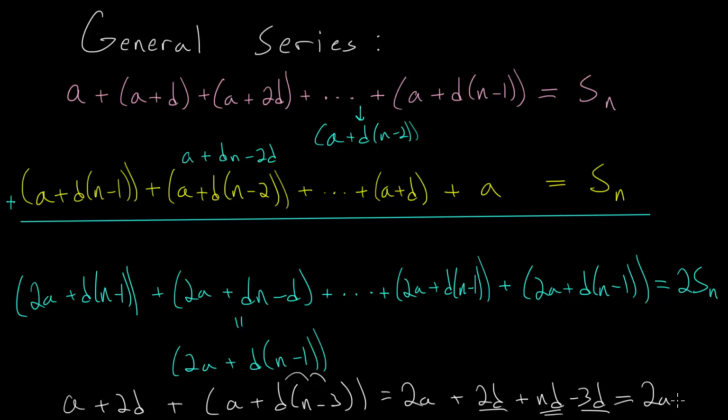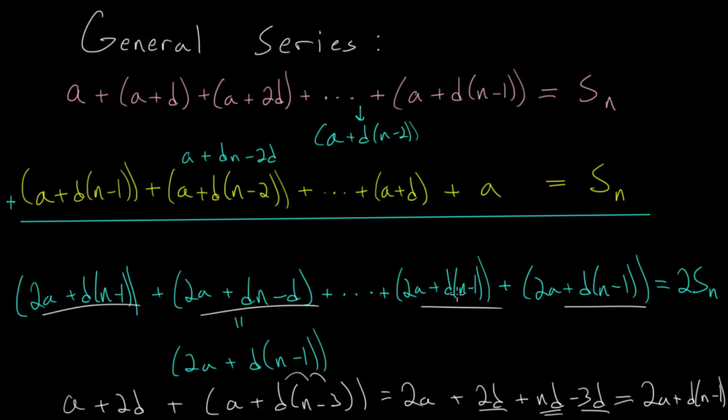So 2a plus nd minus d, or d times n minus 1, since notice you get nd and minus d there. So this would also simplify to the exact same term we got when we were adding the rest of them. So the first and the last make 2a plus d times n minus 1. The second and the second to last make the same sum. The third and the third to last make the same sum, and so on to where you get to the end and you're going to get the same terms. So basically we're adding this same thing over and over and over again.